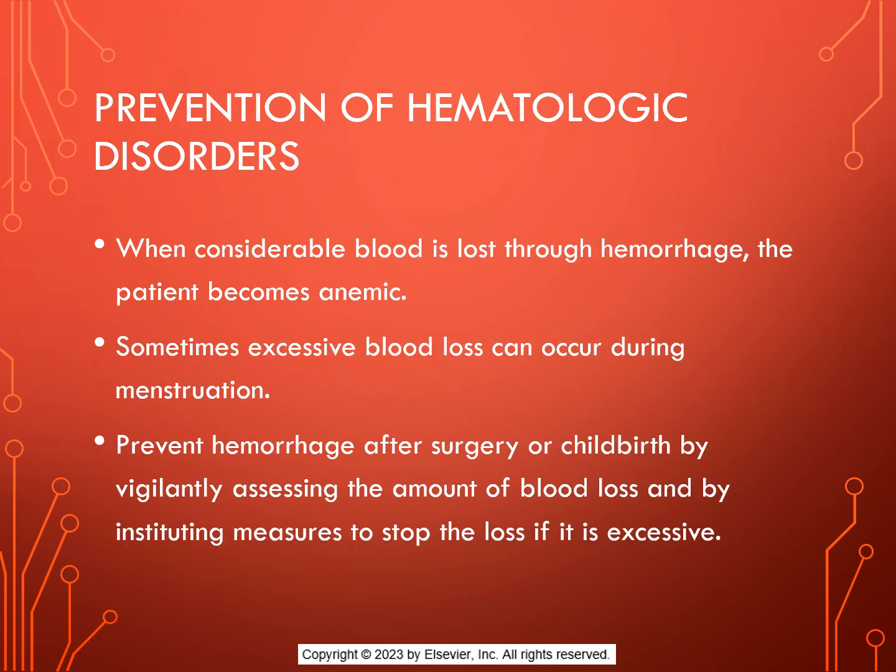When considerable blood is lost through hemorrhage, the patient becomes anemic. You can prevent hemorrhage after surgery or childbirth by vigilantly assessing the amount of blood loss and by instituting measures to stop that loss if it becomes excessive. Nurses can help prevent anemia by promoting proper nutrition and educating the public about the possibility of nutritional anemia. Carefully monitor blood transfusions and promptly report any untoward reaction that could decrease the incidence of hemolysis from that reaction.